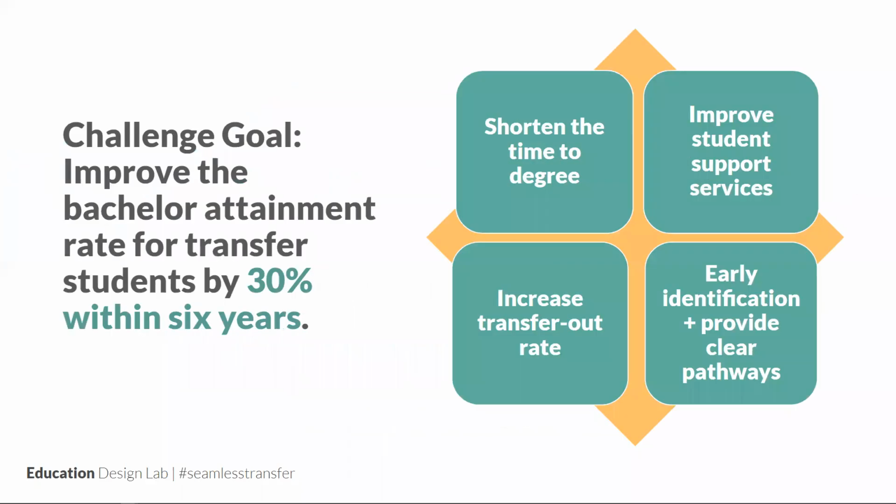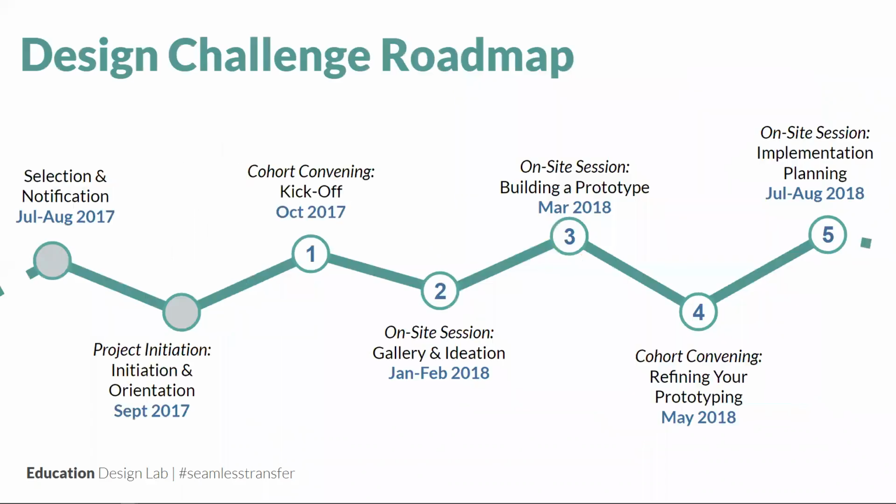Next slide. We had a challenge goal of 30% within 6 years. So every time we thought about the kind of prototypes we would do, we asked the question, okay, is that going to have the kind of impact that we need to be successful and to hit our goal? So, these are some of the ways we looked at doing that, and you'll hear more about that in a minute. And I think this just gives you a little sense of the roadmap.